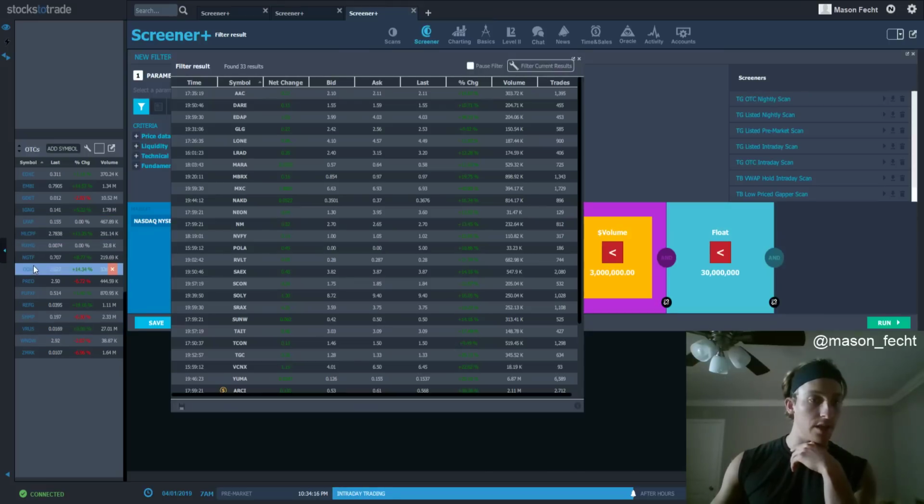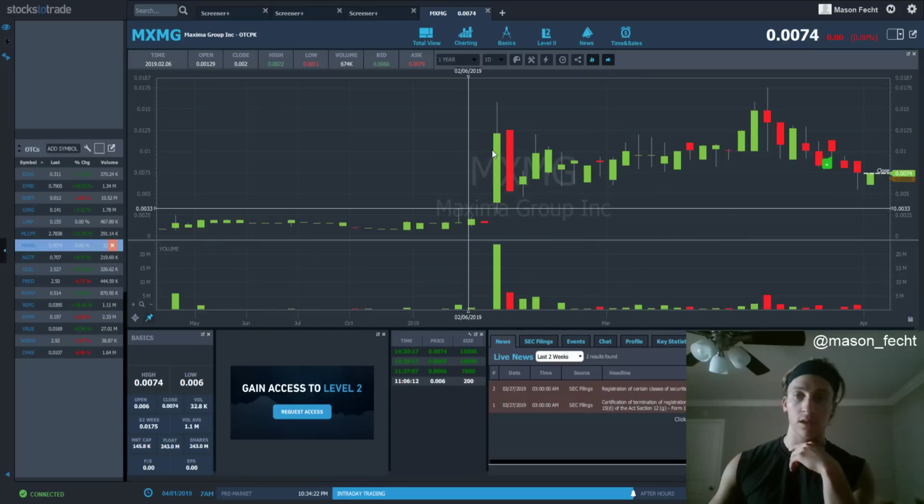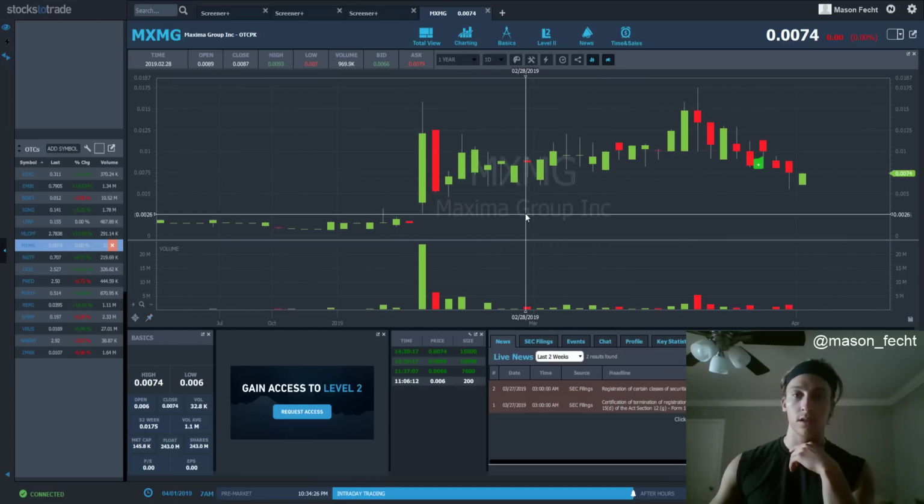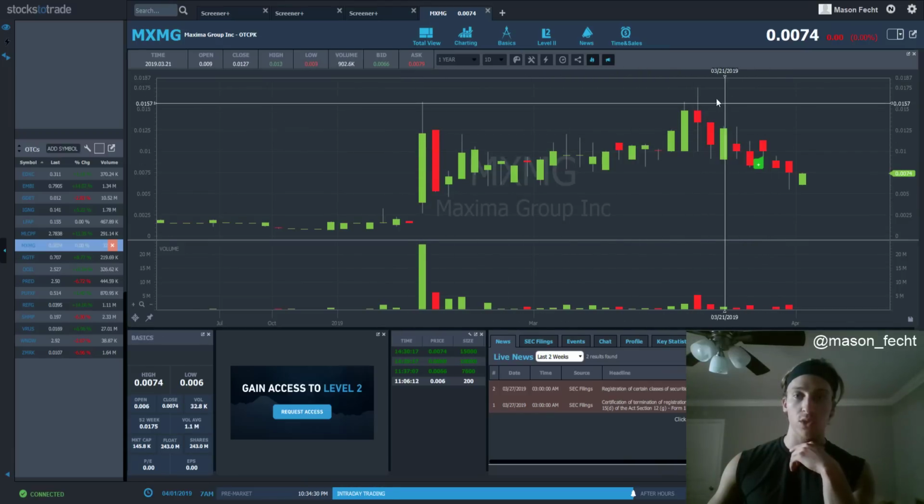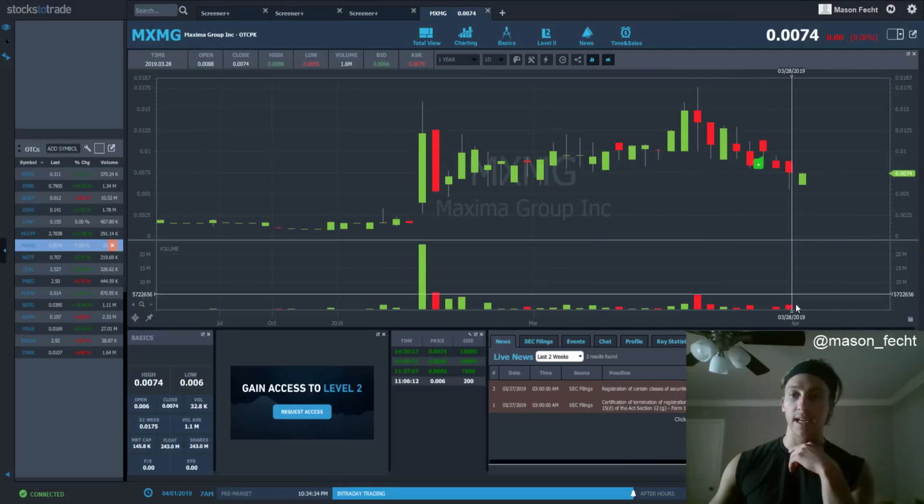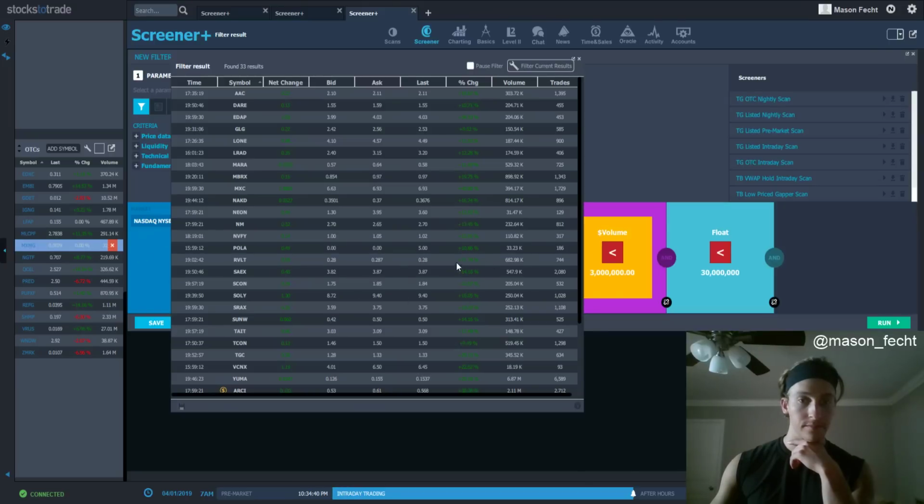MLCPF, we already put that on there. MXMG. Looks like this one a couple weeks ago was a potential breakout above this area. Failed. Now it's fading. No volume really. I'm going to go ahead and just take this one off of here. NGTF.